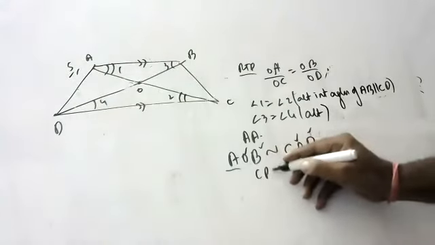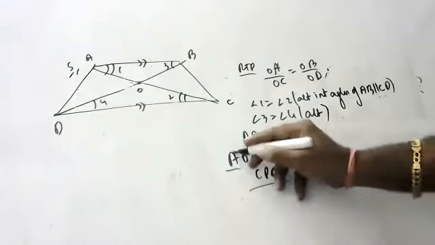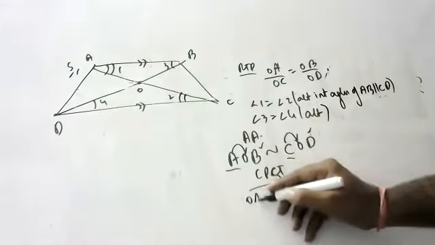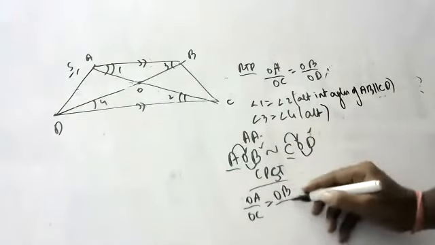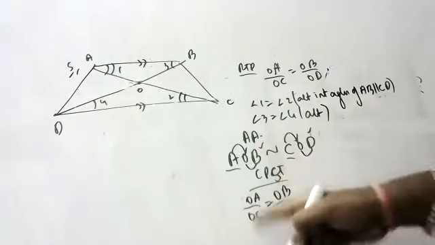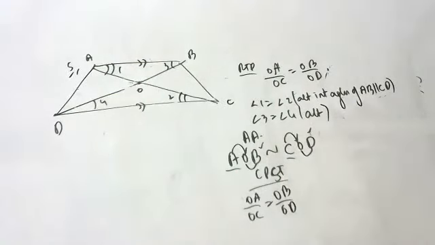Now we can apply CPCT, children. What is it? OA by OC equals OB by OD. Yesterday we even rearranged it: OA by OB equals OC by OD. But today they have this much only.